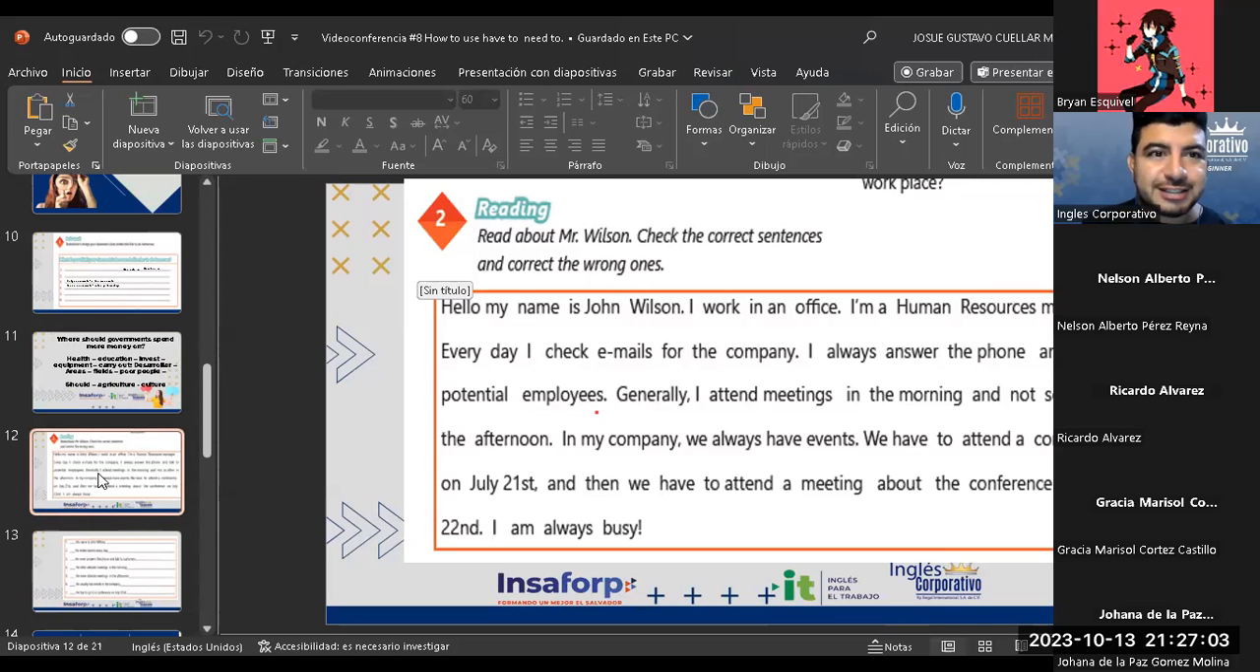Okay, here we have a text. Tenemos un texto acá. Here we have, read about Mr. Wilson. Check the correct sentences and correct the wrong ones, okay? 1, 2, 3, 4, 5, almost 6 lines. And we have to check if they are right. Vamos a ver si están bien las oraciones. Si no, las vamos a cambiar, okay? I'm going to give you a couple of seconds. Les doy un par de segundos para que les den una revisada and you tell me if you consider it is correct, si me dicen si está correcto o no. Chécalo, den una revisada.